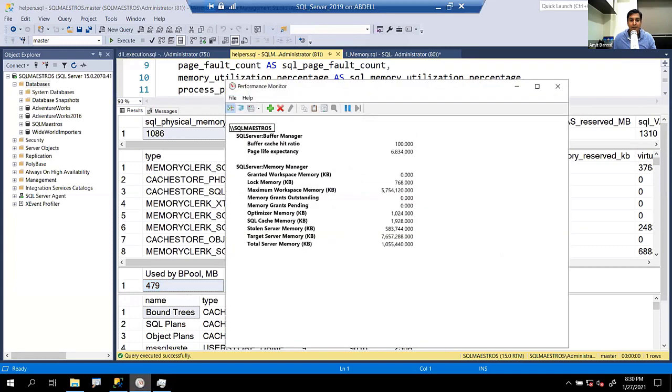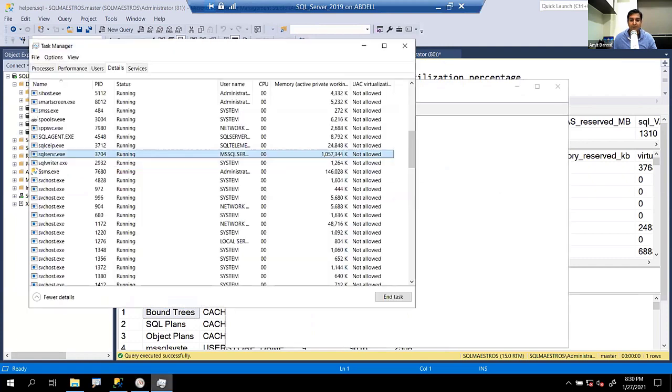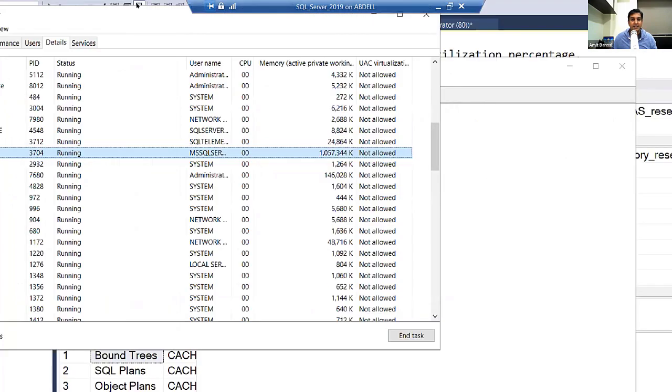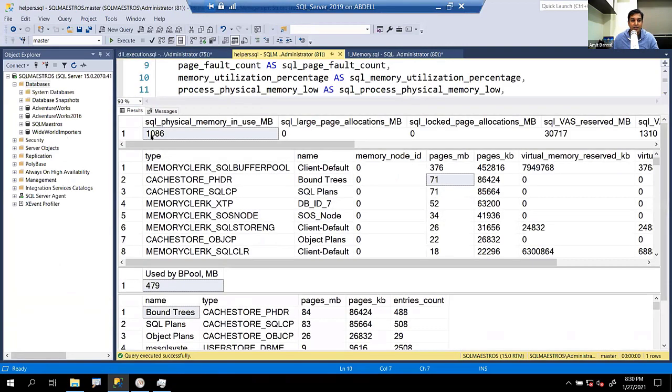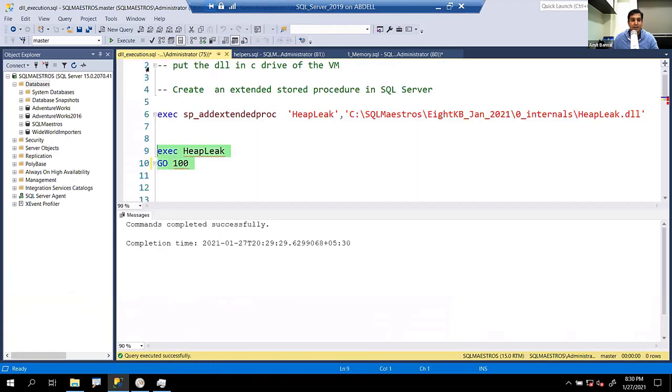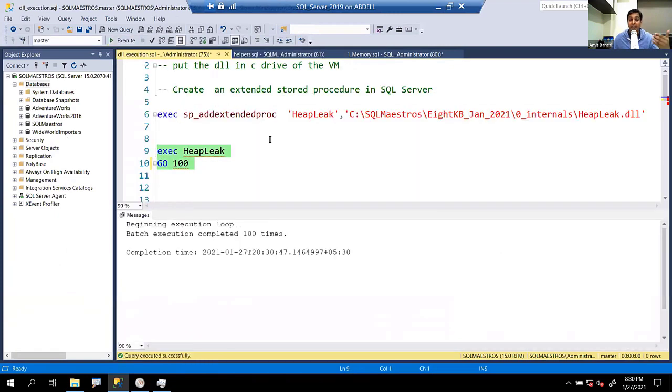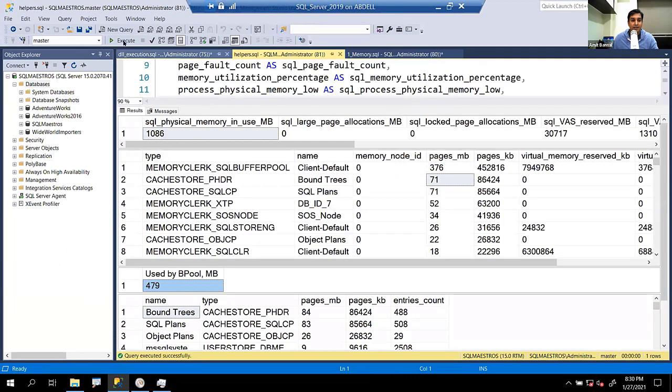At the same time, let's look at these numbers. Total server memory is also about 1055 MB there, about 1000 MB. And if you look at the task manager there, it's also at about 1055. So all good there. Let's get started and execute the DLL. We will execute this DLL, let's say about 100 times. And mind you, the number is 1086 there. Let's go and execute heap_leak DLL about 100 times. So 100 executions have happened. Let's go and look at the memory consumption now. You can see that SQL Server memory consumption has increased by a good deal, about 300 MB there. Yes. Yeah, 1491.